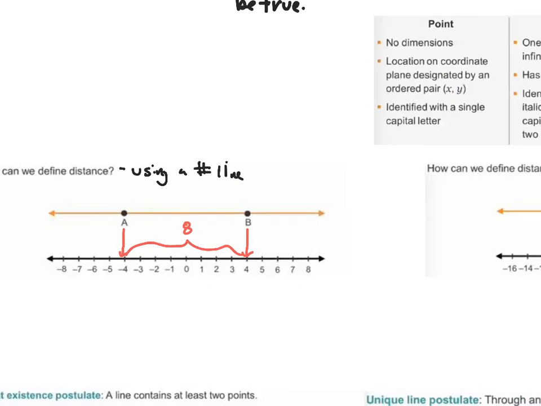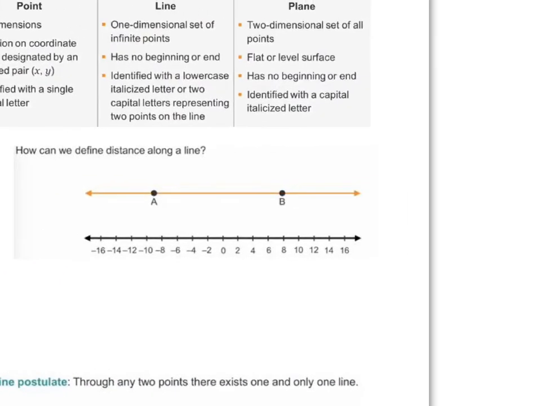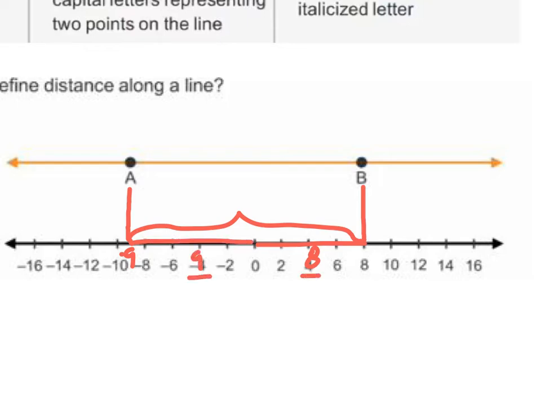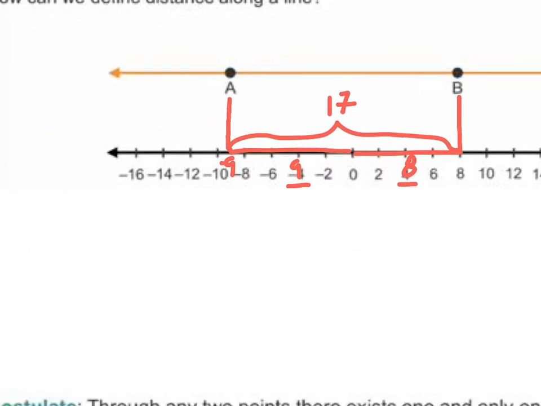So if we connect 2 points of the line, we can find the distance. Let's do it for this one too. If we start over here at A, which is at what appears to be -9, and it goes all the way to 8, what's the distance between -9 and 8? Well, the distance between 0 and 8 is 8, and the distance between -9 and 0 is 9. To calculate the whole distance, if I add 8 and 9 together, that's going to give me a distance of 17. That's how we'd figure that out.